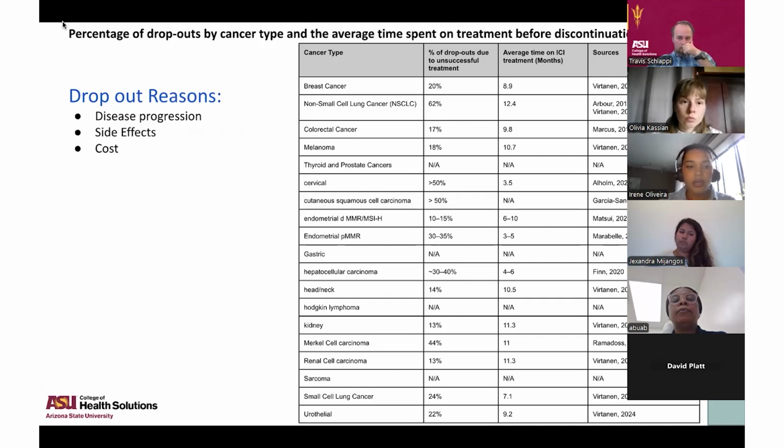Dropout rates due to treatment failure on this table range from 10 to 62%, depending on tumor type and also on the treatment modality, with most patients discontinuing the treatment within 3 to 12 months. And these findings underscore the potential of galectin-3 as a biomarker for treatment stratification and as a target for overcoming therapeutic resistance in oncology. And besides unsuccessful treatments, patients tend to drop out of treatments due to adverse side effects and also due to the high cost. Next slide, please.